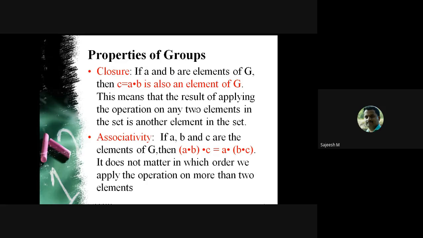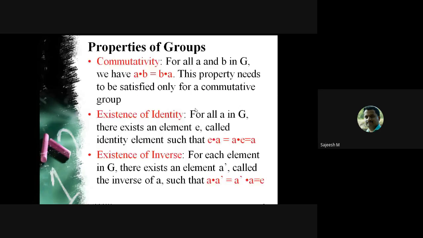If it satisfies the closure property, the first property, then associativity, the second property, then the third property is the existence of identity. For all A in G, where A is an element of G, there exists an element E called the identity element, such that E dot A equals A dot E equals A. If it satisfies this, we can say the identity exists. There must be an identity element which satisfies this.